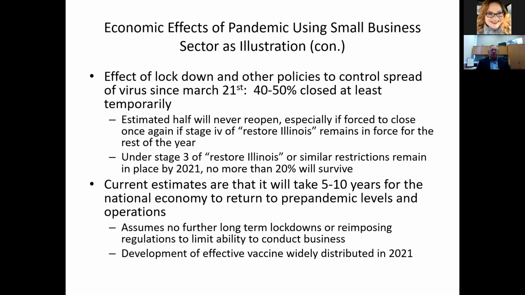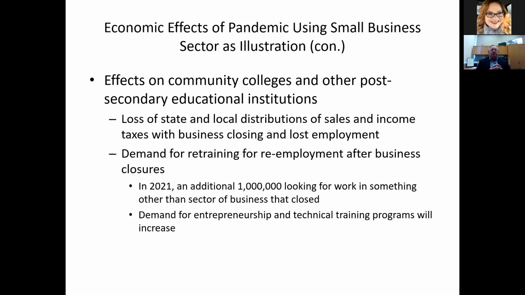The other assumption here is very important, and that is that there is a development and distribution of an effective vaccine sometime in 2021. That is, people will have the ability to be vaccinated against the coronavirus by the end of 2021.